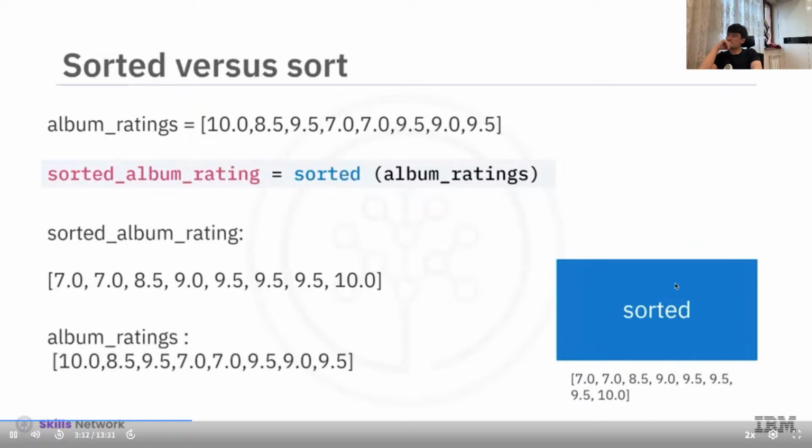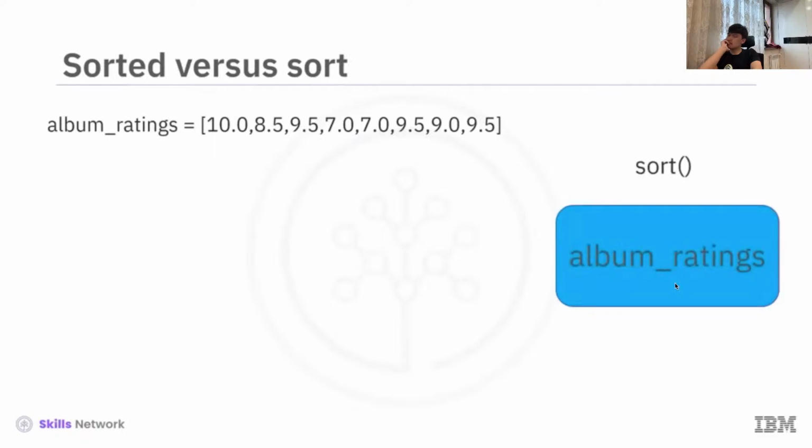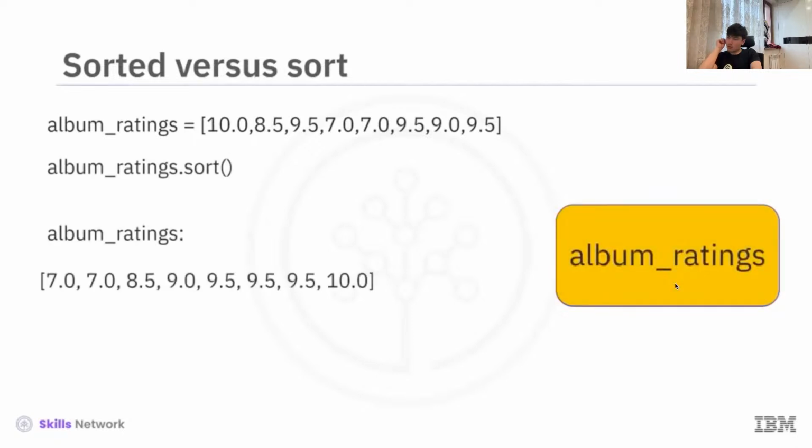Generally, functions take an input, in this case a list. They produce a new output, in this instance a sorted list. If we use the method sort, the list album ratings will change and no new list will be created. Let's use the diagram to help illustrate the process. In this case, the rectangle represents the list album ratings. When we apply the method sort, the list album rating changes. Unlike the previous case, we see that the list album rating has changed. In this case, no new list is created.